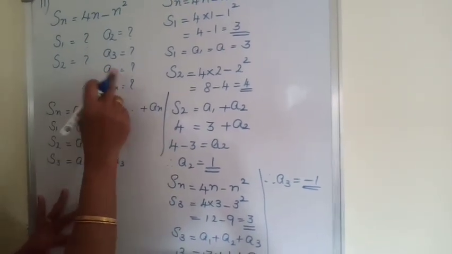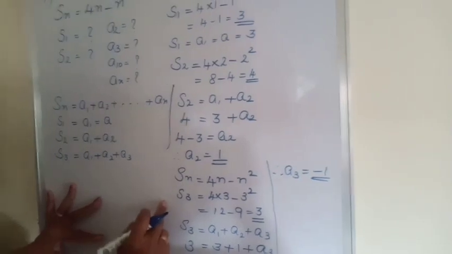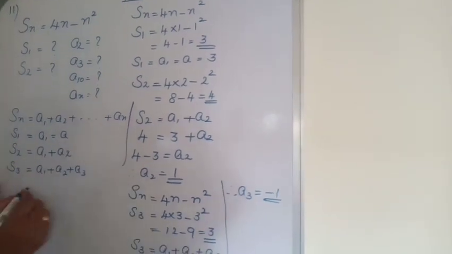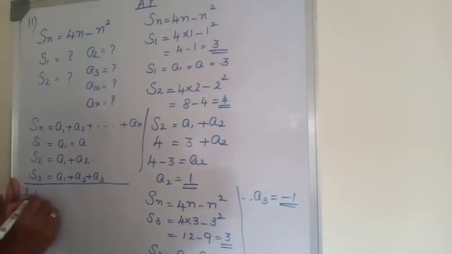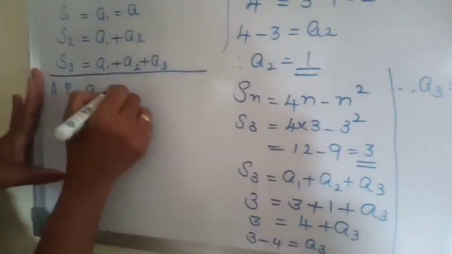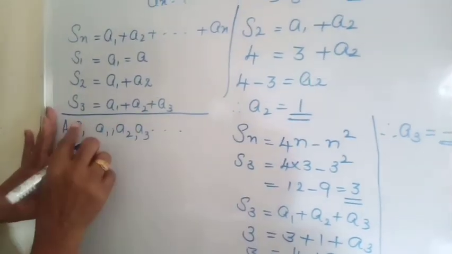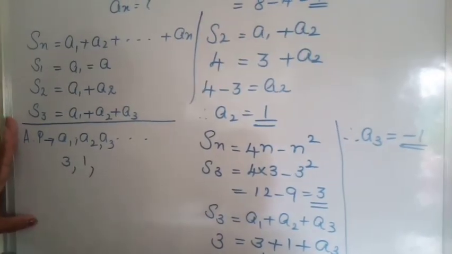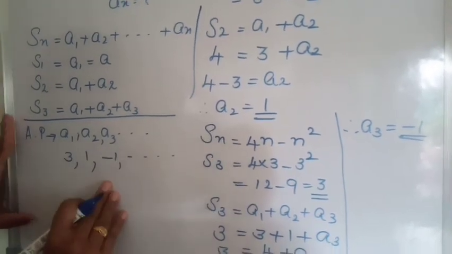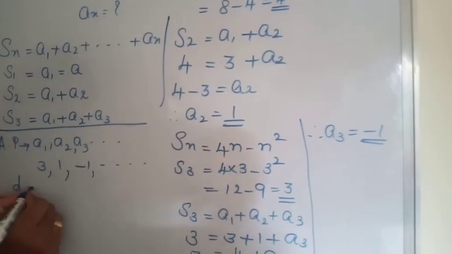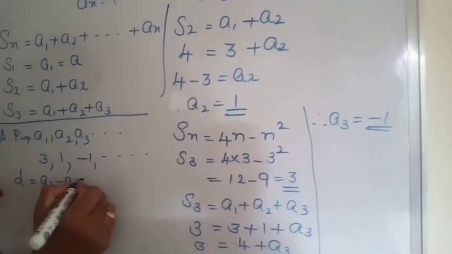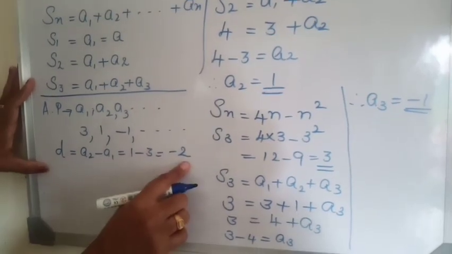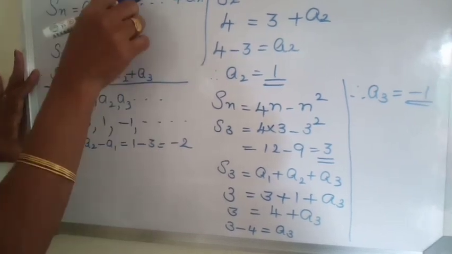Now to find out A10, it is very difficult to find S10 and keep on substituting the values. So instead of doing that, we will write the AP. What is our AP? AP is A1, A2, A3, etc. So A1 is 3, A2 is 1, A3 is minus 1, etc. See, this is our AP. We can find out D. D is equal to A2 minus A1. That is 1 minus 3. It is minus 2. So we have D is minus 2. Now we can find out A10 and An.